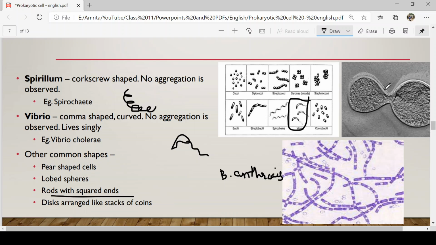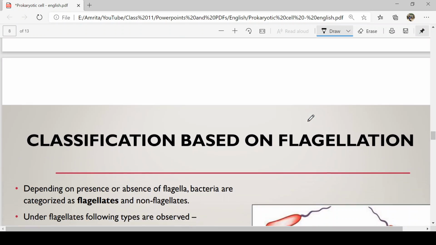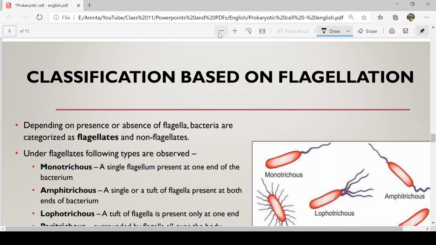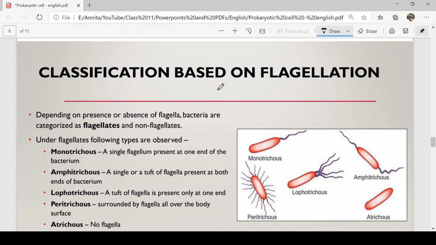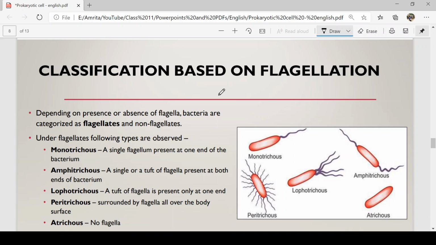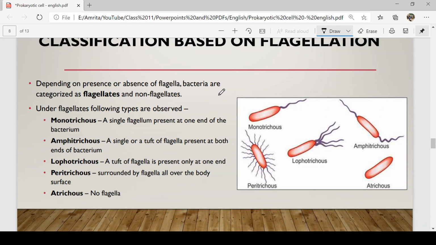So let's move on to the next topic, that is flagellation. Now we spoke about the function of flagella. What does the flagella do? It helps in motility or movement of the bacteria, either forward or backward. Now, based on the position of the flagella, bacteria are again classified. The first important classification is whether they have flagella or they don't.